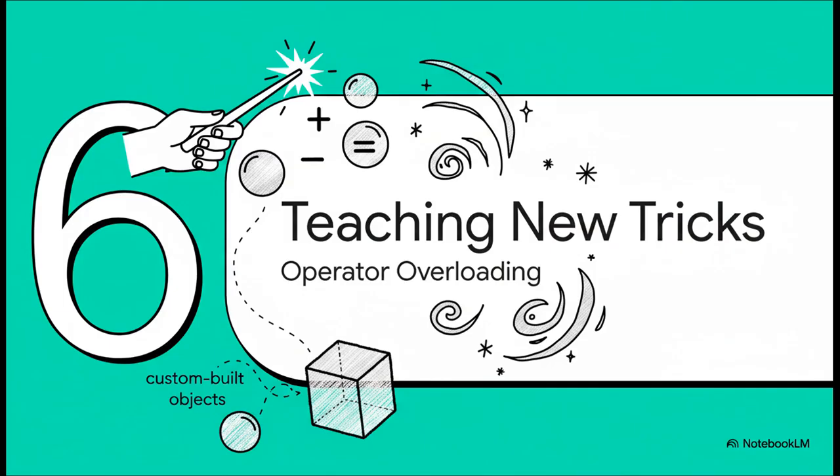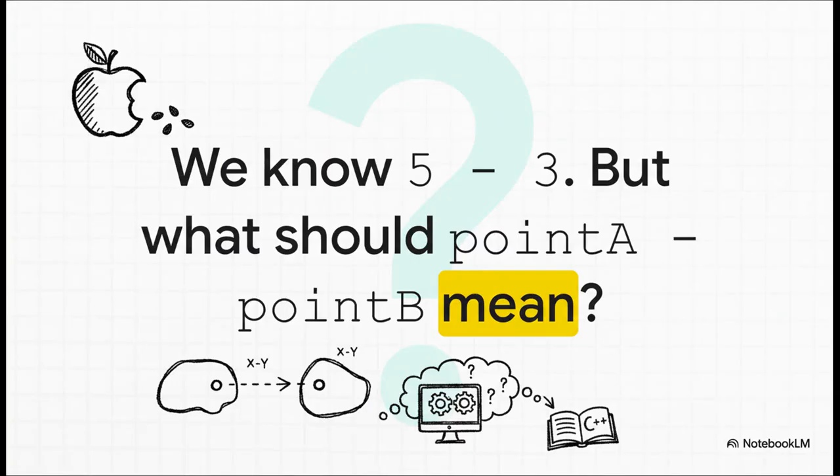All right, for this last part, we're going to get into what feels like a real magic trick. This is where we get to teach C++'s familiar, everyday operators, like plus, minus, all that stuff, how to understand our new custom-made objects. I mean, think about it for a second. We all know what 5 minus 3 means. The answer is 2, right? But what should point A minus point B mean? What does it even mean to subtract 2 points in space? Is it the difference in their x-coordinates, the difference in their y-coordinates, the distance between them? C++ has no idea. We have to tell it what to do.